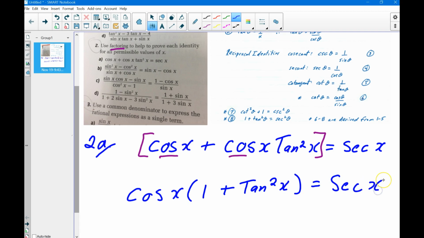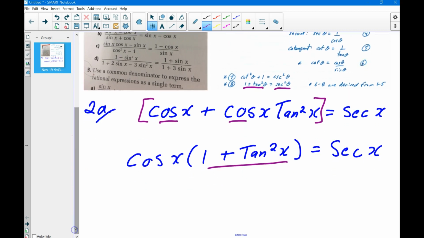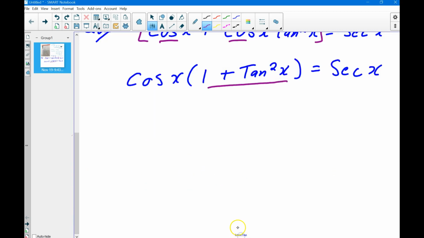And here's where it comes back to the point where you need to know your identities, because if you know your identities, that's half the battle. Then you suddenly realize that 1 plus tan squared x is equal to secant squared x. Now you can start seeing things fall in place. So let's replace 1 plus tan squared x with secant squared.